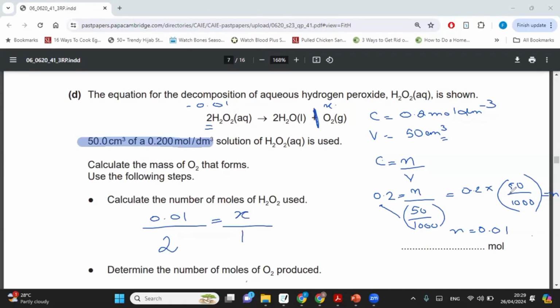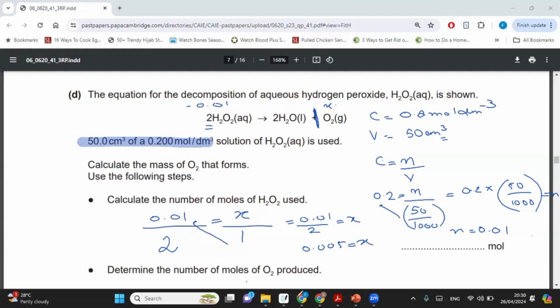And then you solve for X. So you will basically end up doing 0.01 divided by 2, right? Because 0.01 multiplied by 1 is 1. So you get 0.005. This is how you are reducing the number of moles.